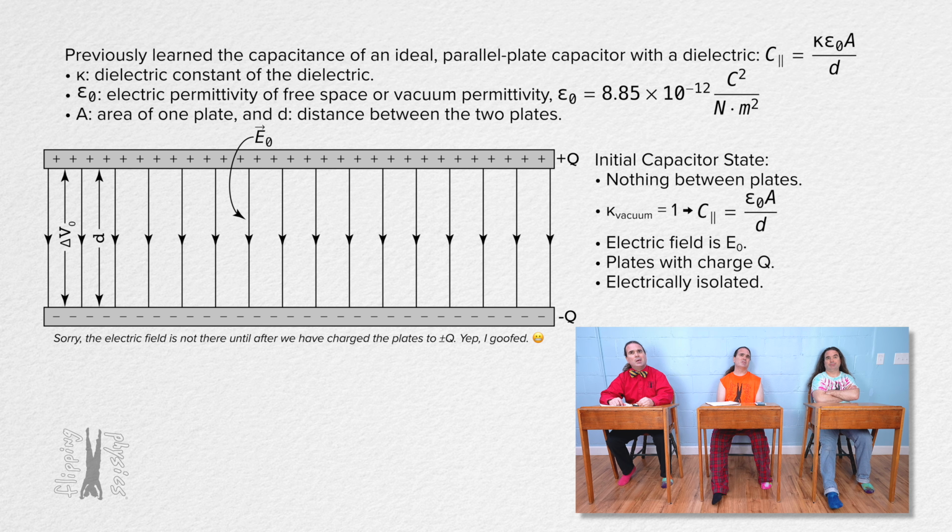If both plates are charged to a charge of capital Q, how can there be an electric field? What do you mean? If both plates are positive, I feel like there won't be a uniform electric field between the two plates. Right. I think he means that the positive plate has a charge of positive capital Q, and the negative plate has a charge of negative capital Q. Okay, yeah, that makes more sense.